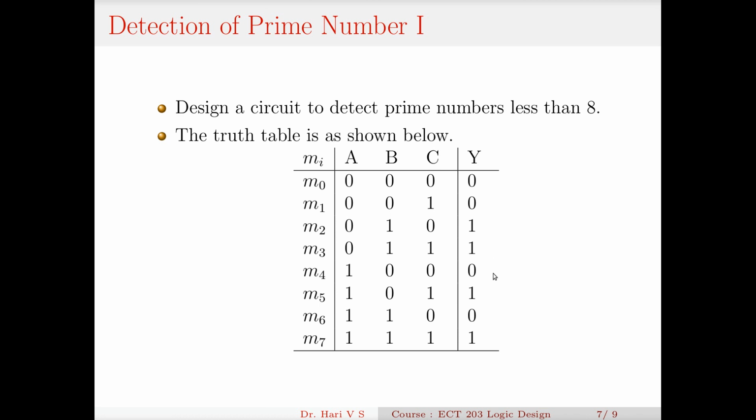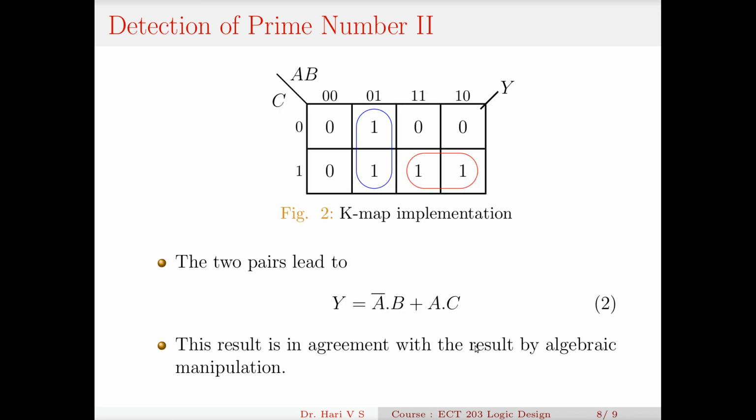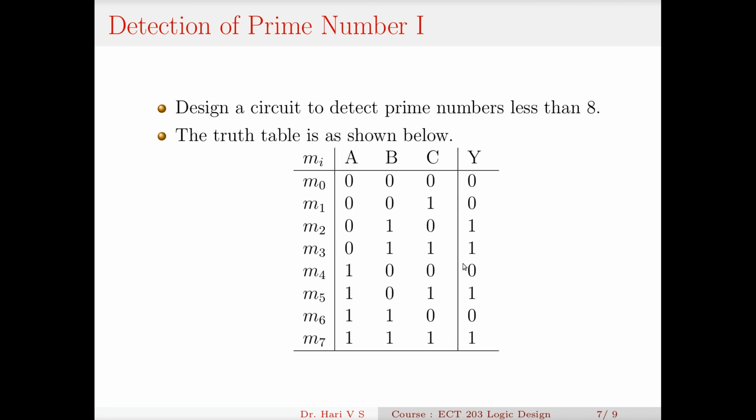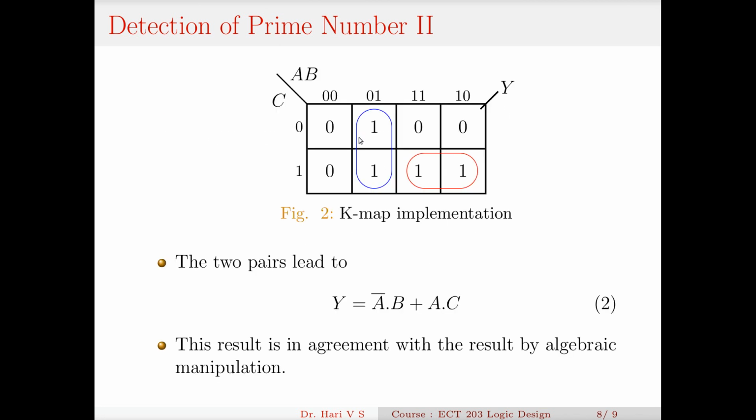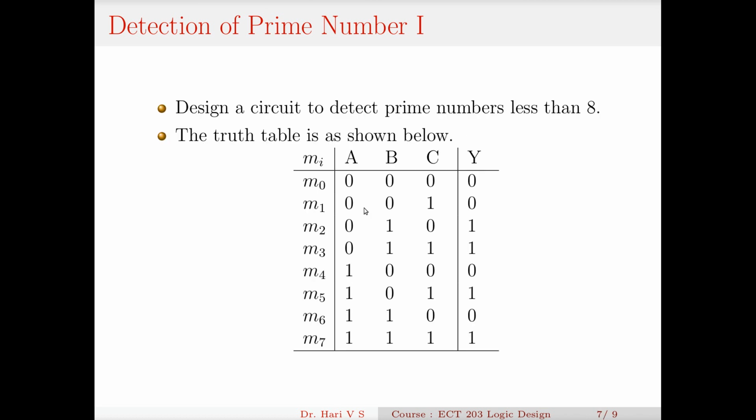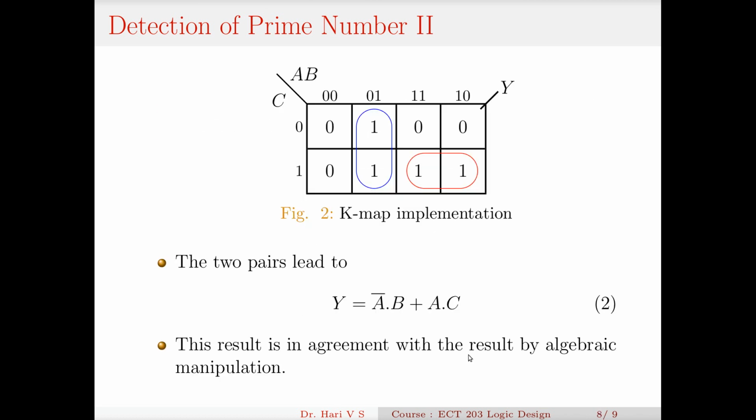1, 0, 0 is not a prime. 1, 0, 1 is a prime. 1, 1, 0 is not a prime. 1, 1, 1 is a prime. So what I have to enter in the Karnaugh map is a sequence 0, 0, 1, 1, 0, 1, 0, 1. So I have to have a 3-variable Karnaugh map just like the previous case. I have 0, 0, 1, 1, then what remains is 0, 1, 0, 1. This is M0, M1, M2, M3, M4, M5, M6, M7.